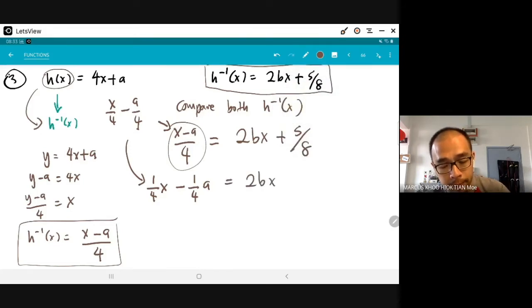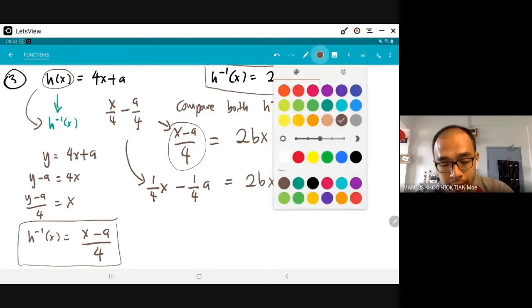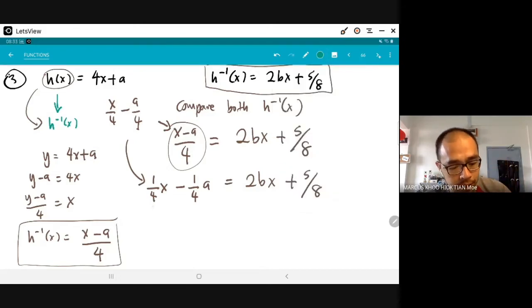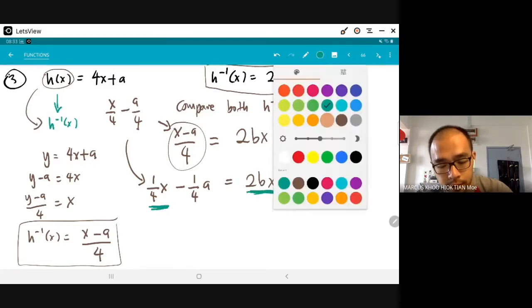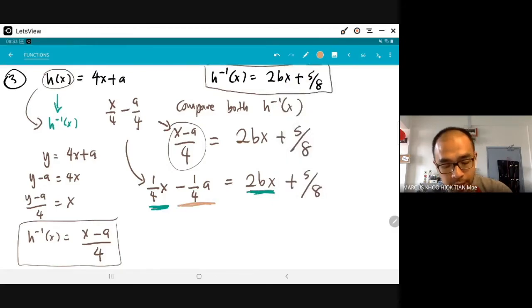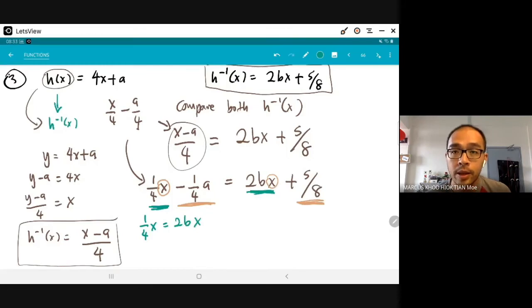Because we want to compare. Okay, if the left side is equal to the right side, it means that 1 over 4x equals 2bx, and minus 1 over 4a equals 5 over 8. If we compare, the green equals the green because both have x. And the foundation color, which has no letter x, equals 5 over 8. So if I take the green, 1 over 4x equals 2bx, I can get the value of b.